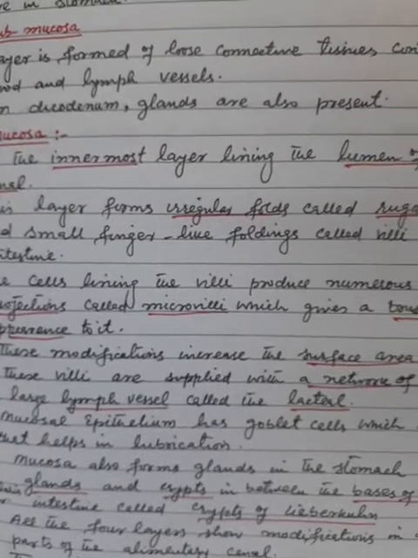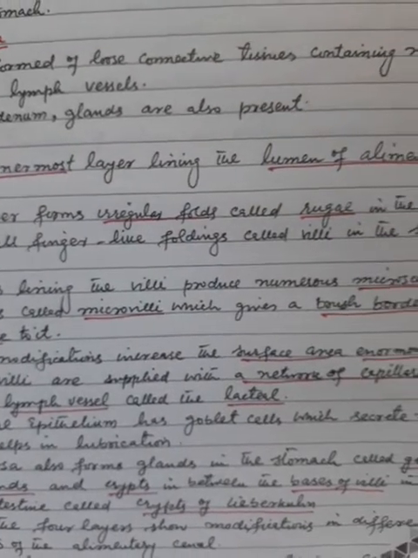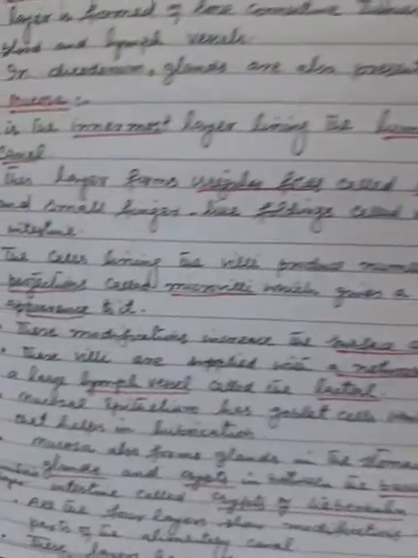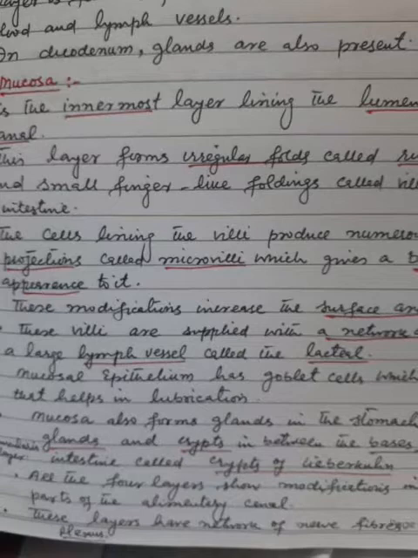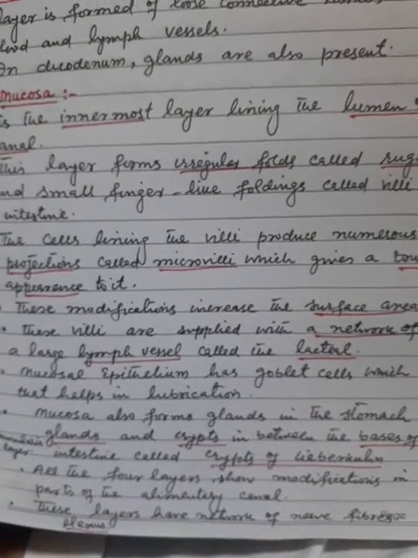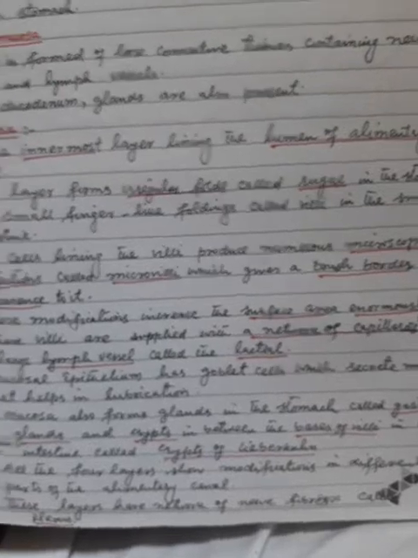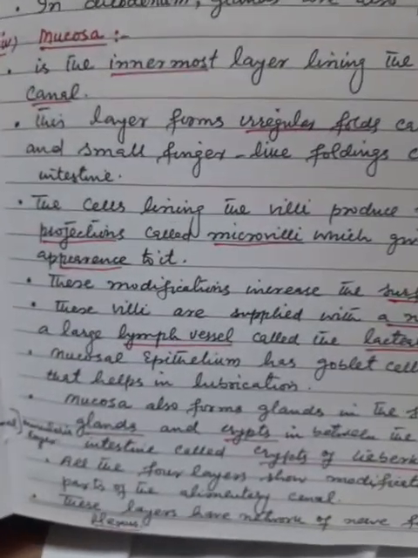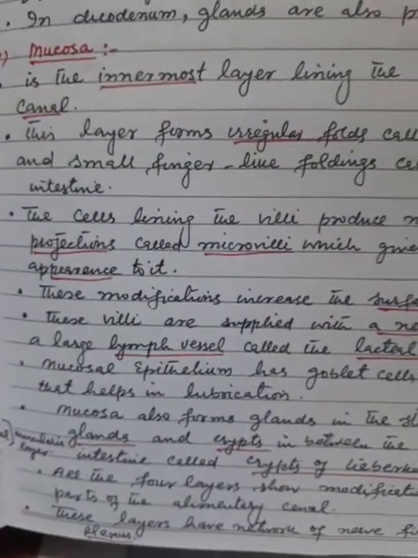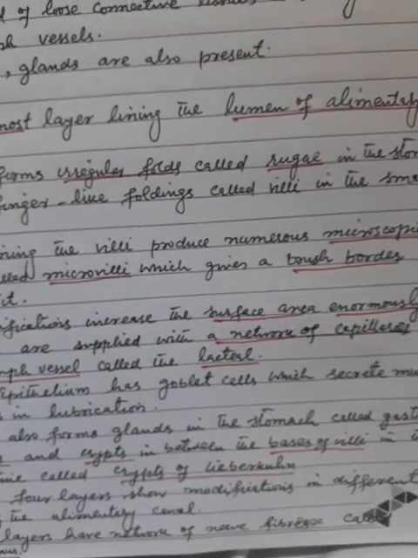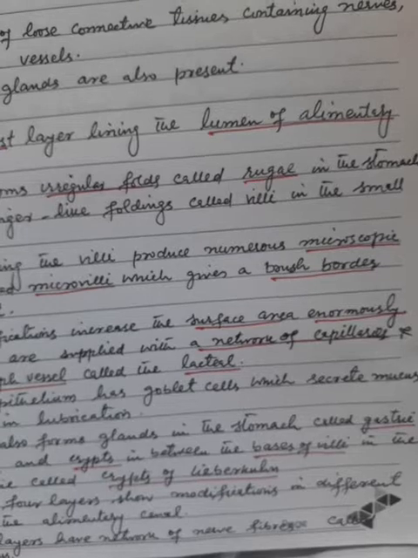The cells lining the villi produce numerous microscopic projections called microvilli, which give a brush border appearance to it. These modifications increase the surface area enormously.